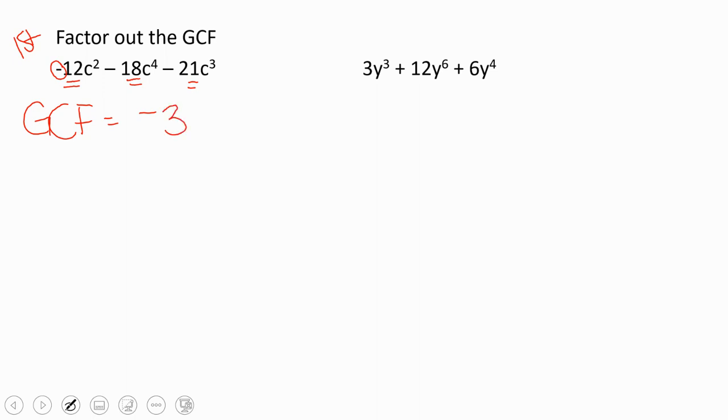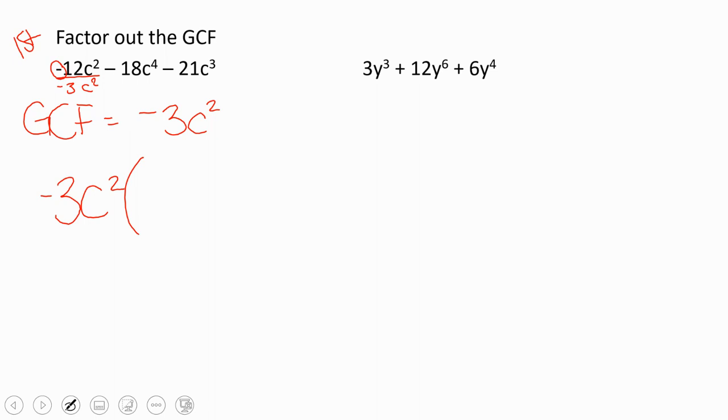And then you have to look at the c's. So we have c squared, c to the 4th, and c cubed. The most amount of c's we can take out of all of those is c squared. Okay, you always want to pick the smallest exponent. Now let's see how this works. So that's your GCF, so we're going to factor that out. Inside the parentheses, we're going to divide each term by negative 3c squared.